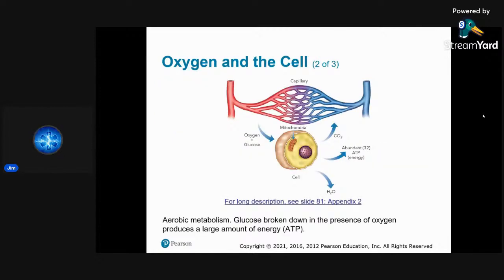Here is aerobic metabolism. It shows the oxygen and glucose entering the cell and being converted to ATP. Then its waste products are CO2 and water, the extra water it removes from the cell. This is a normal function.